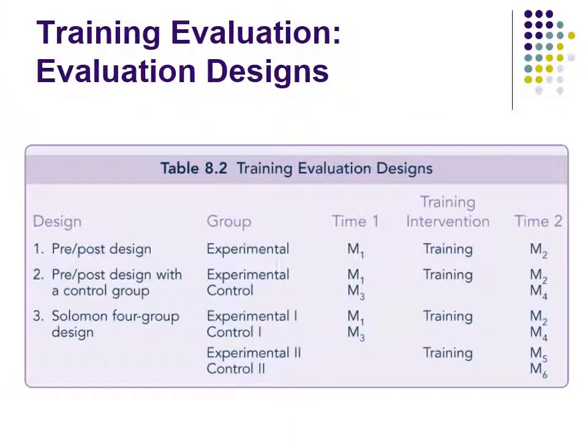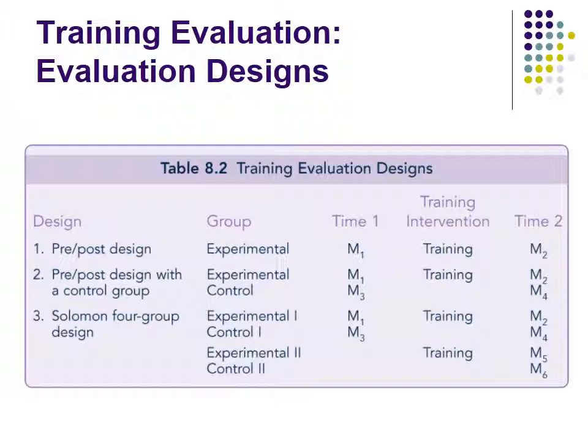So the idea behind it here is that we've got different training evaluation sections. We've got the pre-test, post-test design. We've only got one group. They're measured at time 1, they get the training, and they're measured at time 2. The pretest post-test design with a control group, we now have two groups, a control group and an experimental group. Both of them are measured at time 1. One of the groups gets training, and then both of them are measured at time 2.